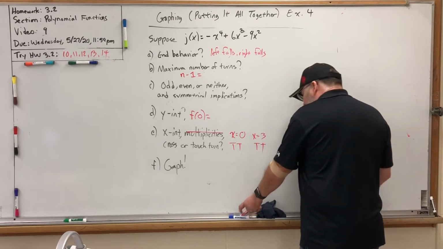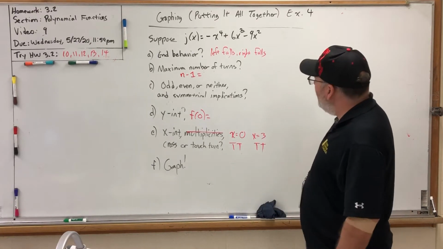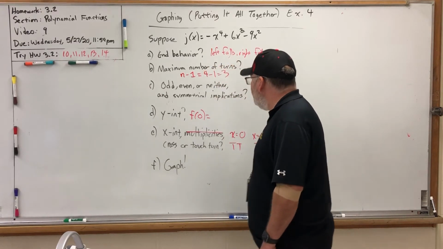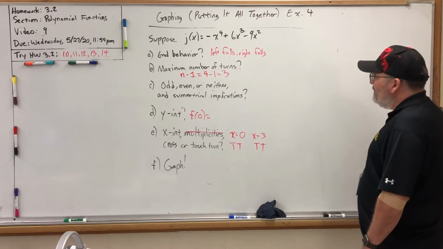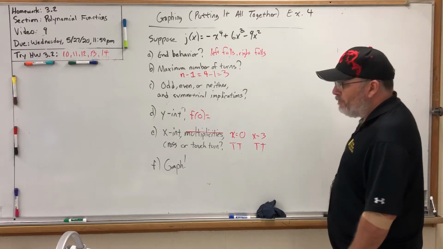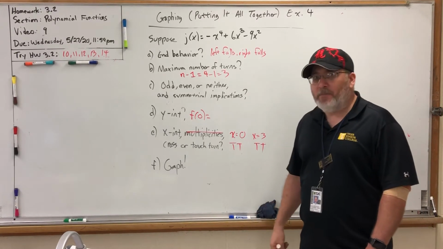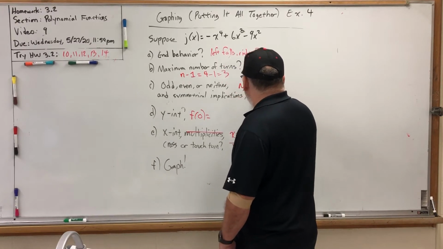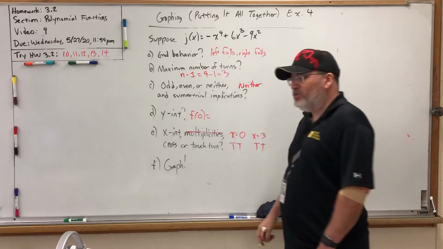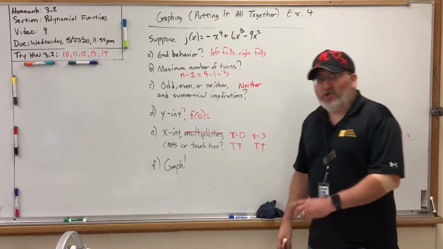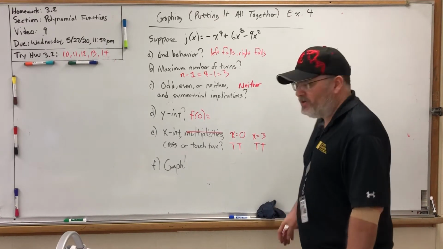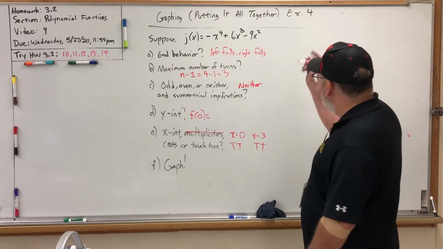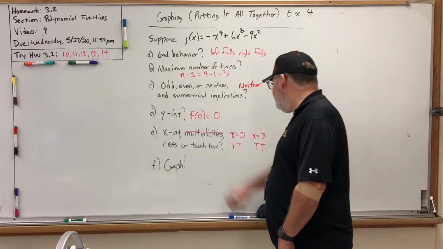Alright, so let's figure out the things we don't know. Maximum number of terms. The degree is 4, so 4 minus 1 is 3. Is this even, odd, or neither? Well, if a polynomial function has a combination of even and odd powers, it will always be neither. So no y-axis symmetry, no origin symmetry. This graph actually has a symmetry. I'll show you where it is. What's the y-intercept? Well, plugging in 0 will give out 0, so that's easy.